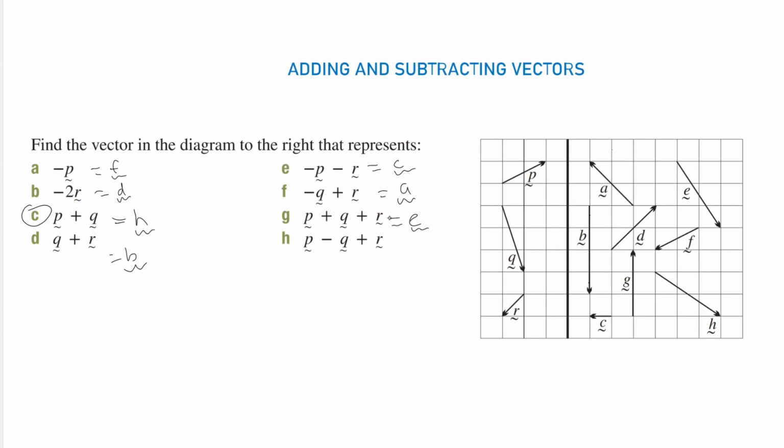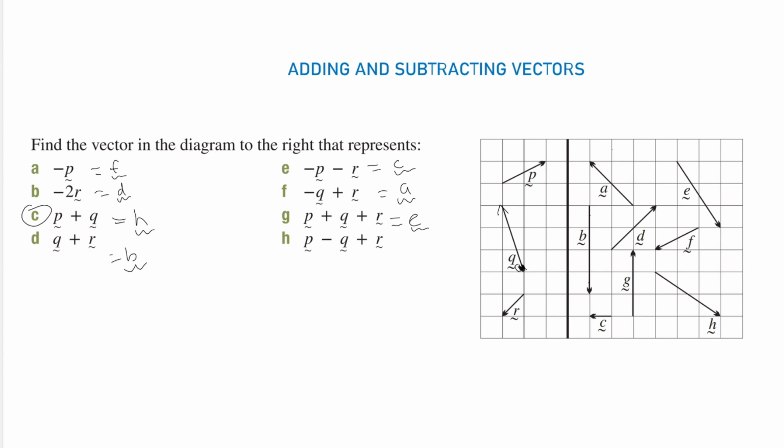Now, H, P minus Q plus R. So we are only changing the direction of Q because of the negative sign, and we need to find a combination where it's tail to head, tail to head, tail to head. Right. So what do we have here?